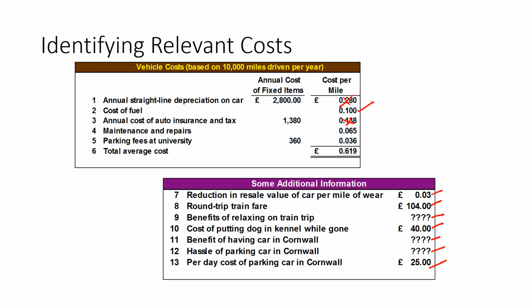Maintenance and repairs. So she's worked out that it's 0.065 per mile. So for every mile that she drives the car, that's where her maintenance and repair cost is going to be. So therefore, if she does drive to Cornwall, that is going to be incurred. So it's an incremental future cost, so it is relevant. The parking fees at the university. Well, whether she goes to Cornwall or not, she has to park her car at the university. So that is not incremental, it's not future, so therefore it is not relevant.